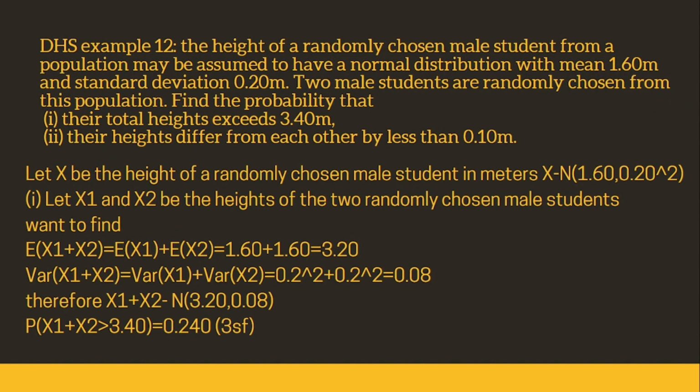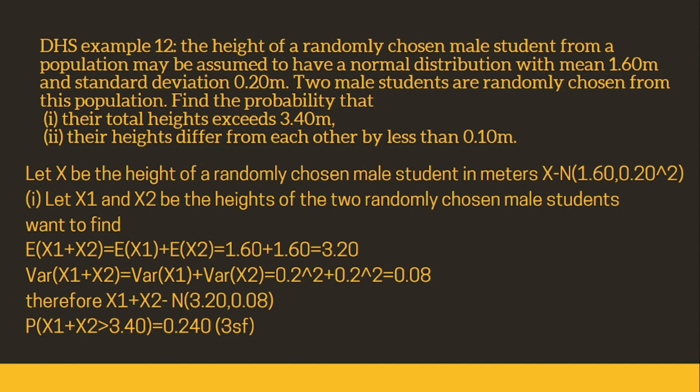And then another example. The height of a randomly chosen male student from a population may be assumed to have a normal distribution with mean 1.60 meters and standard deviation 0.2 meters. So 2 male students are randomly chosen, and we want to find the probability that their total height exceeds 3.4 meters, and then that their heights differ from each other by less than 0.1 meters. So let's let x be the height of a randomly chosen male student in meters, so 1.60 and 0.2 squared. We let x1 and x2 be the heights of two randomly chosen male students. So we want to find the expected value and the variance.